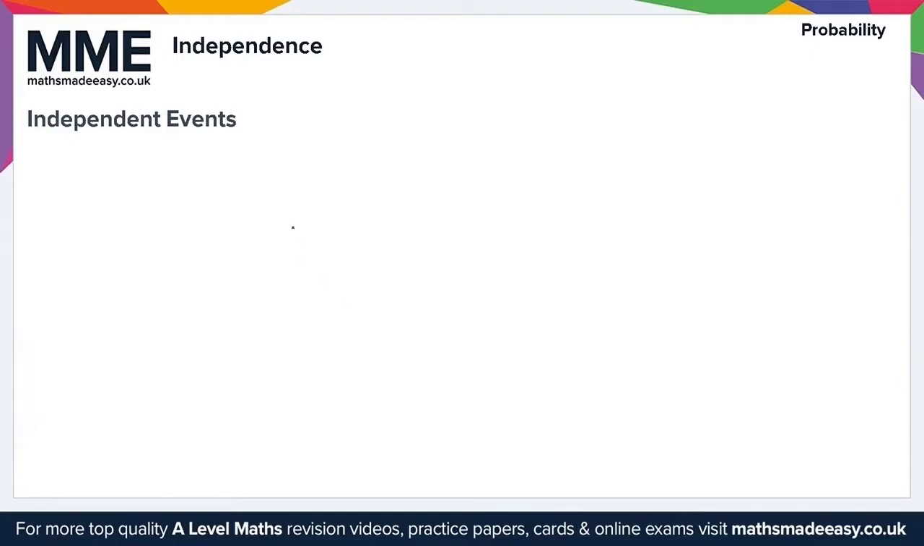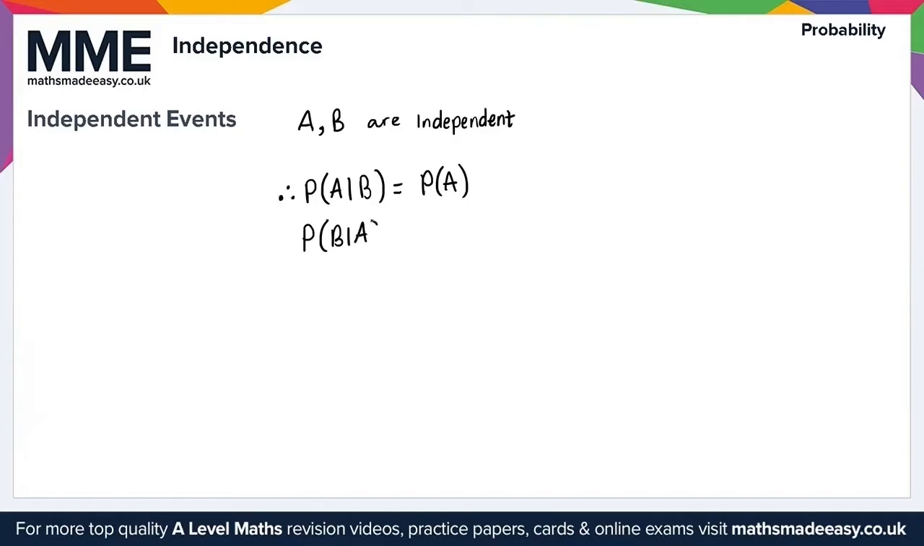Now if we write down the events here, so A and B, what we can say then is the probability of A given B is simply the probability of A. So this is if A and B are independent. We can also say here the probability of B given A would simply be the probability of B here.